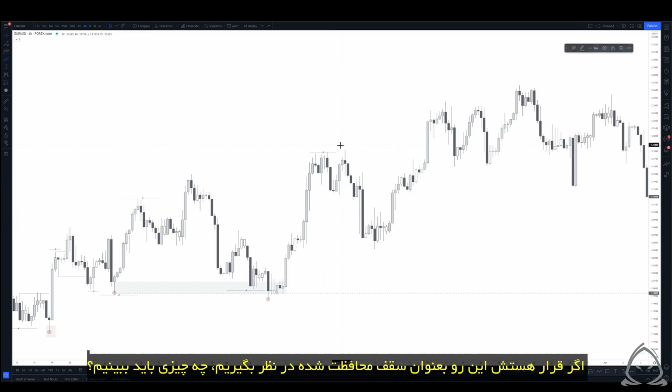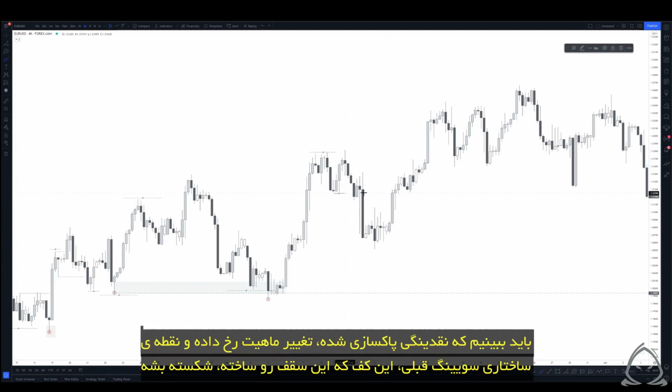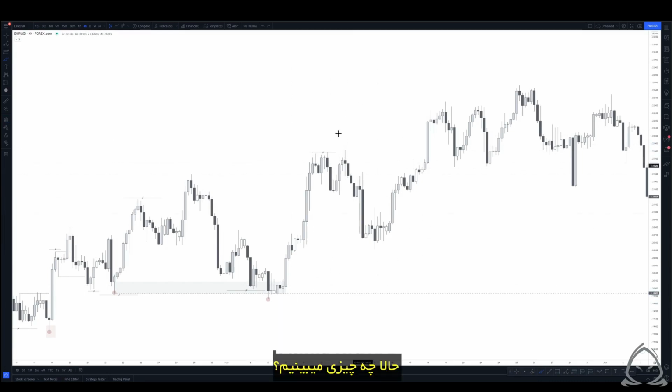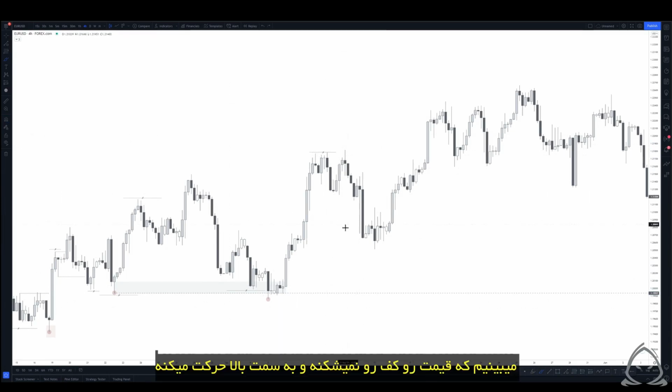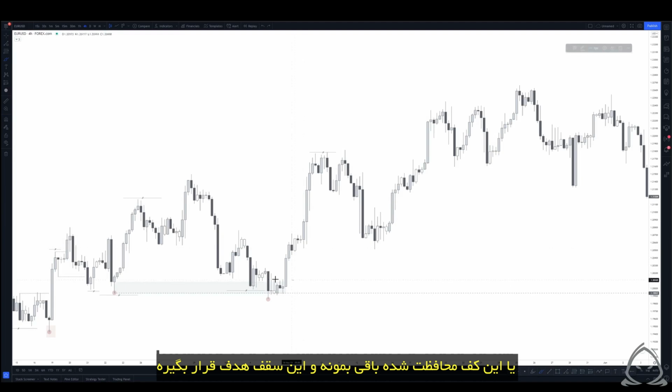If we are going to classify this as a protected high, what do we need to see? We need to see liquidity being taken, a change of character, and the previous swing structural point, the low that created this high, to be taken. Now what do we see? We see that price does not take that low and instead moves to the upside. Now this is where we can ask ourselves, how are we going to know if this high is going to be protected and this low will then turn targeted, or will this low remain protected and this will just be a targeted high?